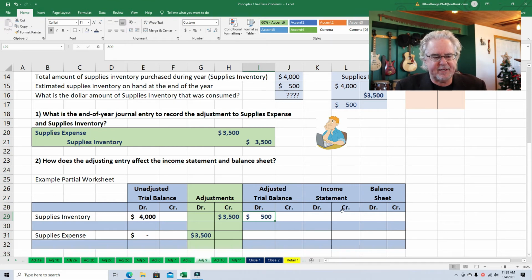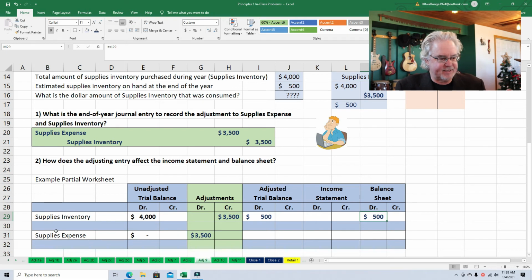And then lastly, we have to decide, where does this $500 go? Does it go on the income statement or does it go on the balance sheet? Hopefully by now you know that only two things go on the income statement. That's it, two things: revenue and expenses. And supplies inventory isn't either one of those, so it's got to go on the balance sheet. And by the way, supplies inventory is an asset, and assets go on the balance sheet. So here you go. $500 is sent to the balance sheet.